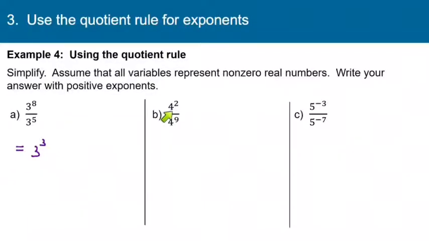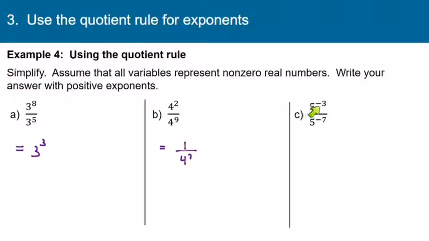Okay, on part B, we have 4 to the 2nd power divided by 4 to the 9th power. Now this time, there are more 4's in the denominator than there are in the top. So this time, when we subtract, we'll start with the bottom exponent, and we'll say 9 minus 2 is 7. But you can see that the leftover 4's are going to be in the denominator. So this answer is going to be 1 over 4 to the 7th.